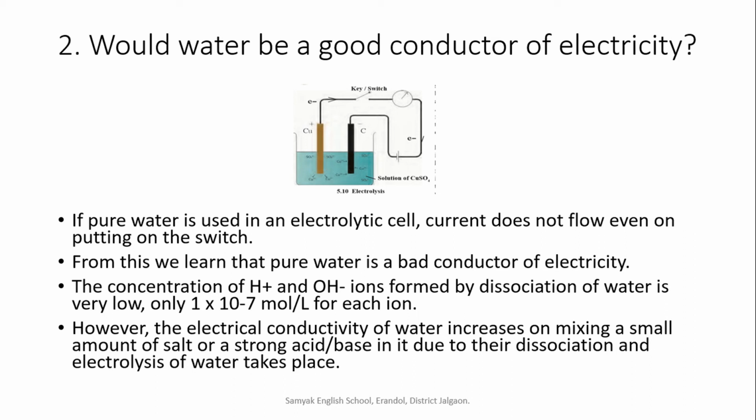The concentration of hydrogen and hydroxyl ions formed by dissociation of water is so low, it's only 10 raised to minus 7 moles per liter for each ion. That's why it is a bad conductor of electricity.